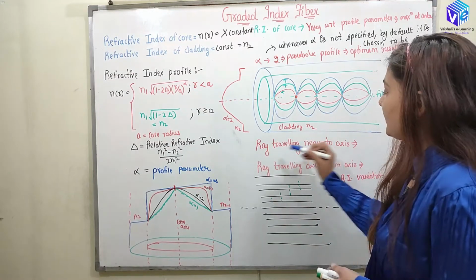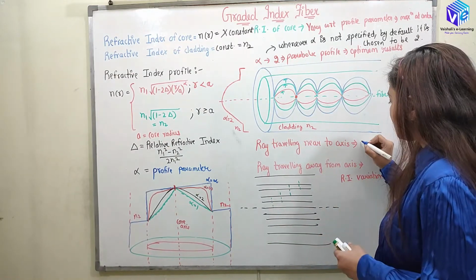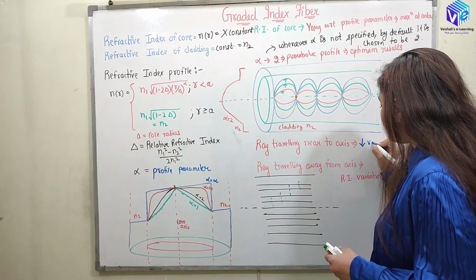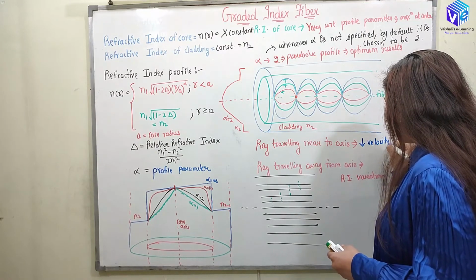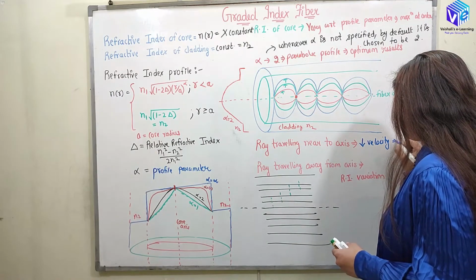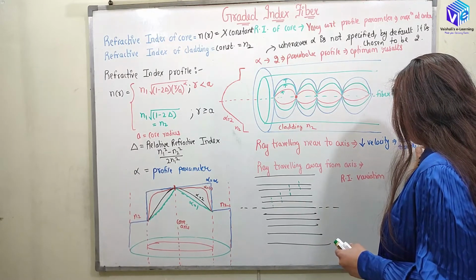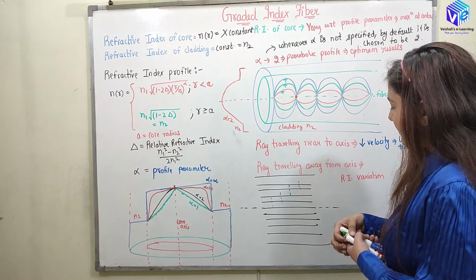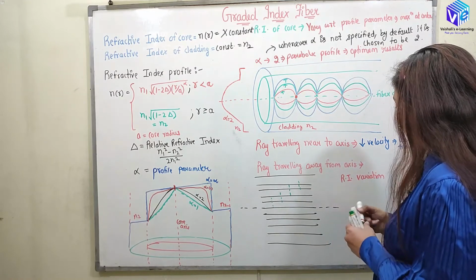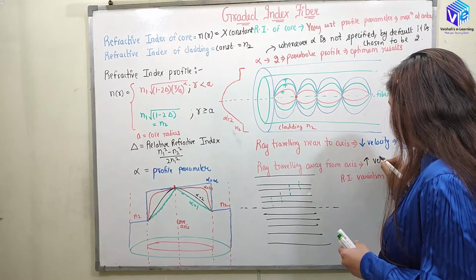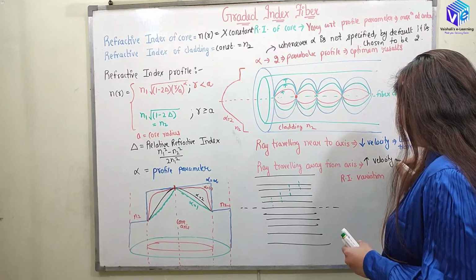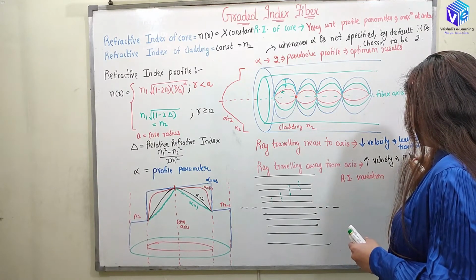So the ray traveling near the axis will have the lesser velocity because it is traveling the least distance. The ray which is traveling away from the axis will have the highest velocity because it is traveling the highest distance.